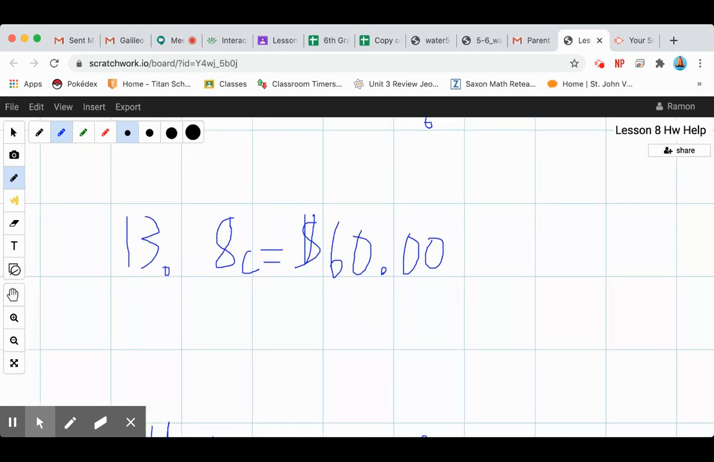For number 13, we have 8 times C equals $60. A reminder that when a variable and a number are next to each other just like this, we have multiplication. So our inverse operation would be to divide both sides by the coefficient, which is 8. Those will cancel out. So C will be the equivalent in dollars of 60 divided by 8.